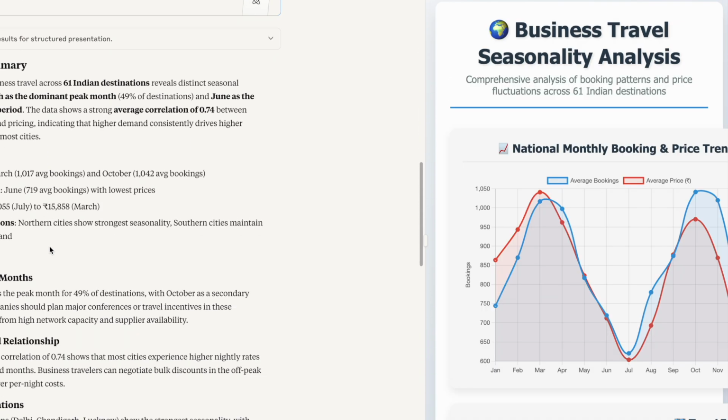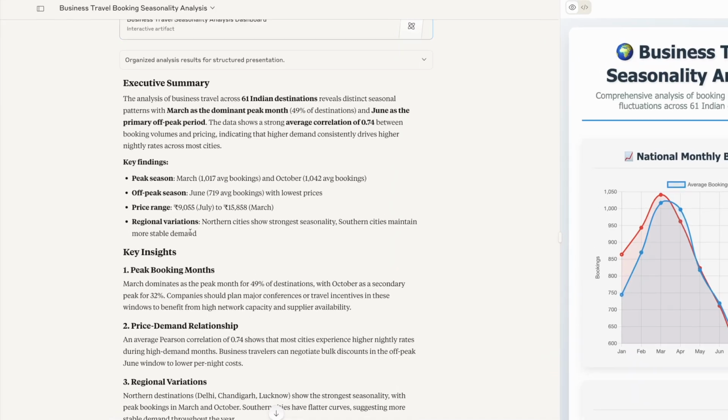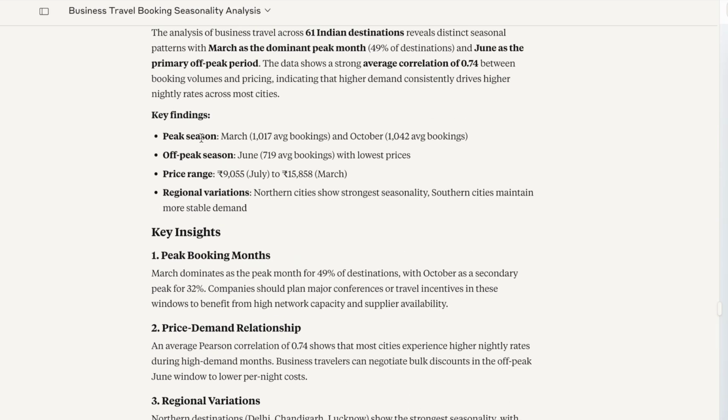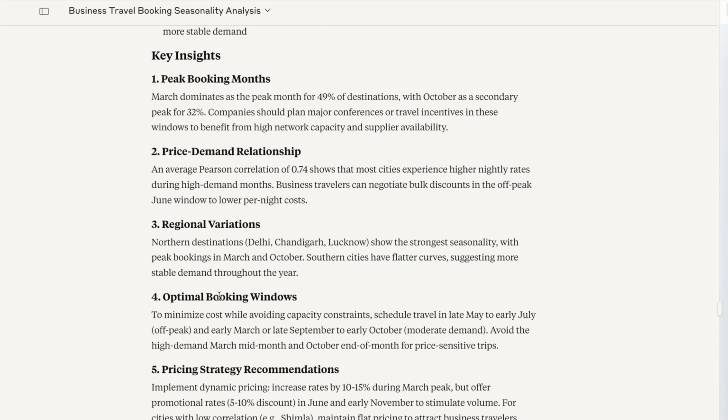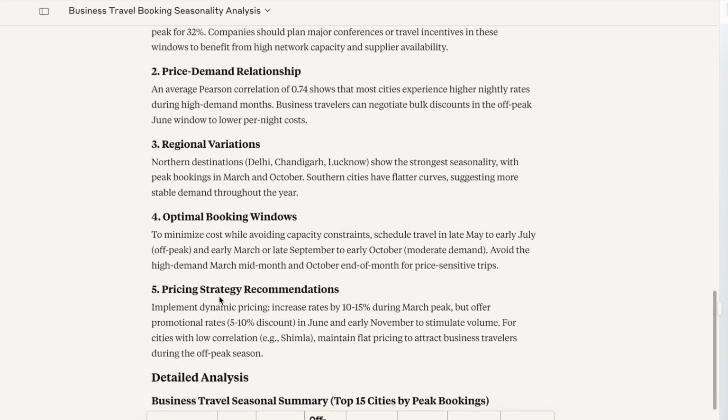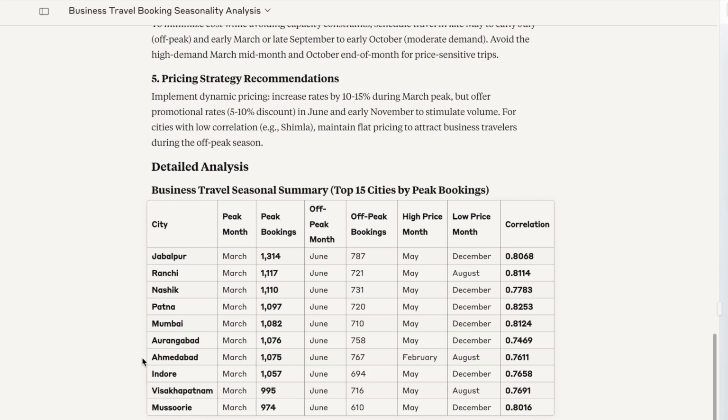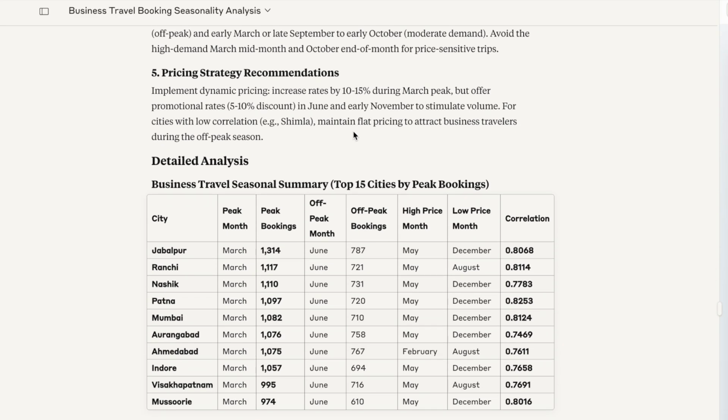Now here is the text summary. There is an executive summary here of the analysis, which summarizes the whole thing. There are some key insights that were drawn from the analysis. For example, the optimal booking windows to minimize cost while avoiding capacity constraints: schedule travel in late May to early July, when it is off peak, and early March or late September to early October because there is moderate demand. Pricing strategy recommendations: implement dynamic pricing, increase rates by 10-15% during March peak, with promotional rates in June and early November to stimulate volume.